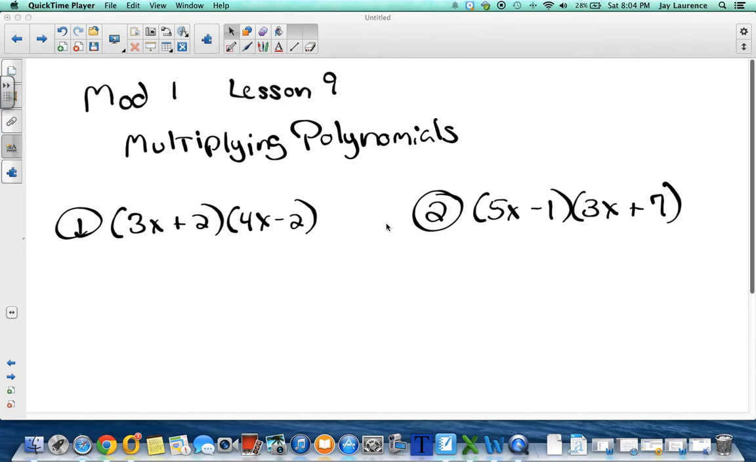Today we're going to learn how to multiply polynomials. And I know you know how to do them when we draw out rectangles or squares or sometimes rectangular prisms. That's a great way to build understanding of how to do it, and I'm going to expect you to be able to do that on a test coming up.